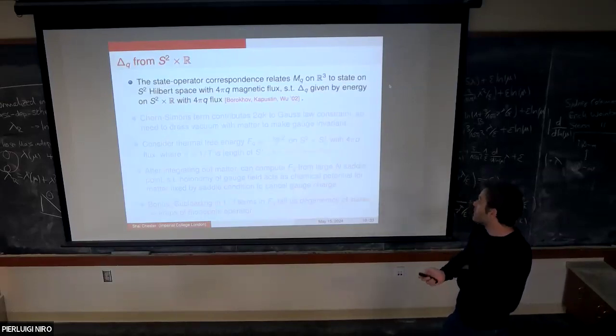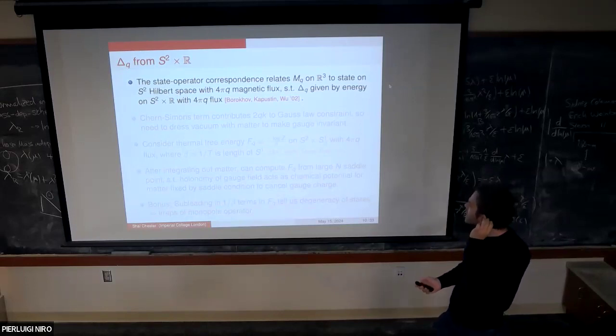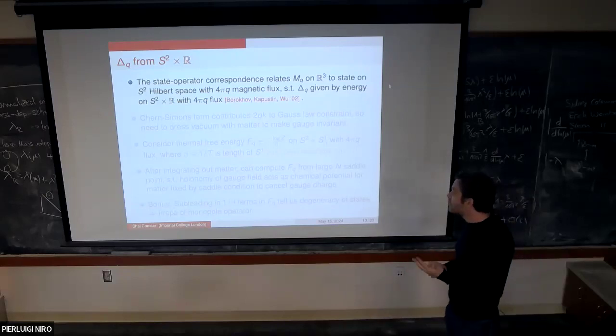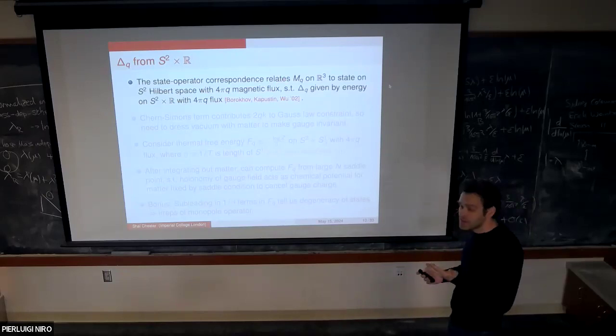Okay, so let's discuss this method of computation. The state-operator correspondence relates operators in flat space to states on the cylinder R times S2. So in particular for monopole operators, states with 4 pi q magnetic flux on the cylinder correspond to monopole operators in flat space. So that means if you compute the energy on the cylinder, this will give you the scaling dimension in flat space. And so that's the basic method.